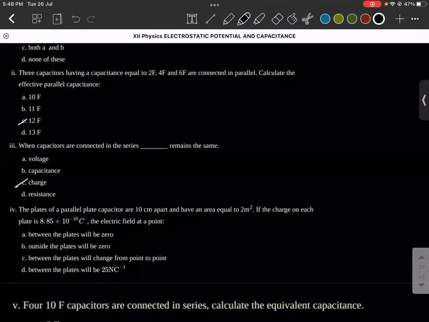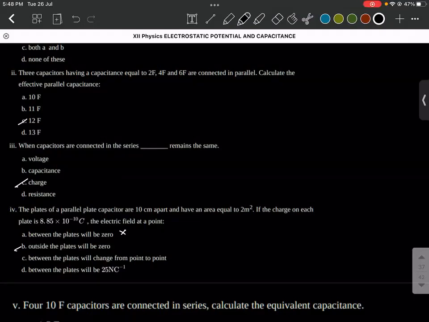The plates of a parallel plate capacitor are 10 centimeter apart and have an equal area of 2 meters square. If the charge on each is 8.85 times 10 power minus 10, find the electric field at a point. So if you take the electric field at a point between the plates, will it be 0? No, it exists. It is sigma by epsilon naught. Outside the plates, will it be 0? Yes, it is. Between the plates it does not change from point to point. It's a constant value, sigma by epsilon naught.